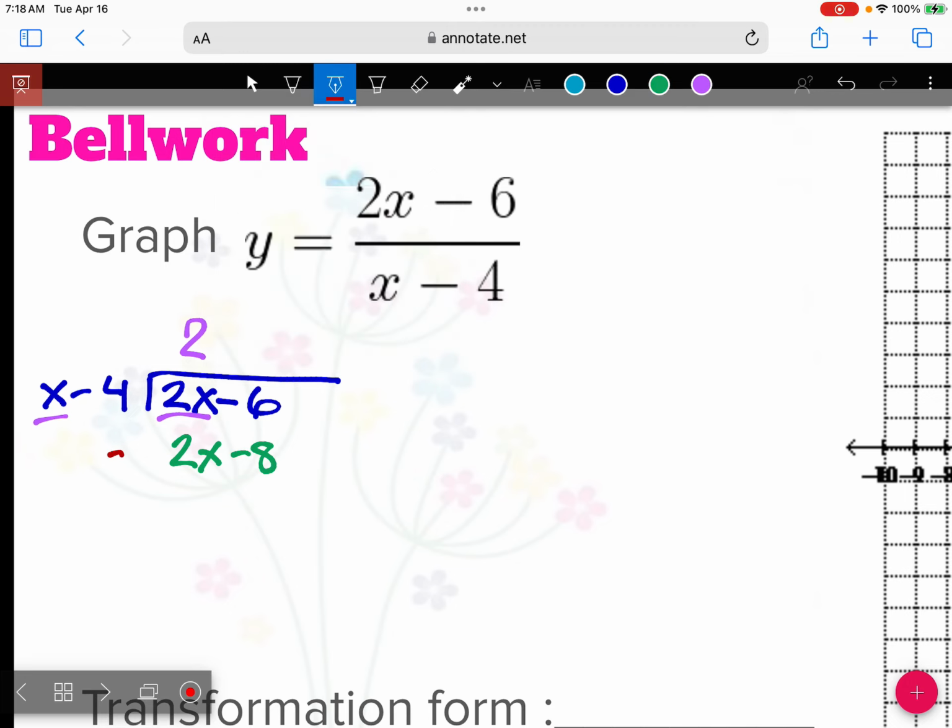But remember, we talked about this a bunch yesterday. We need to subtract this and make sure we are subtracting. 2x minus 2x is 0x. That whole term should always cancel out. And then we have negative 6 minus negative 8. What's our remainder? Positive 2.